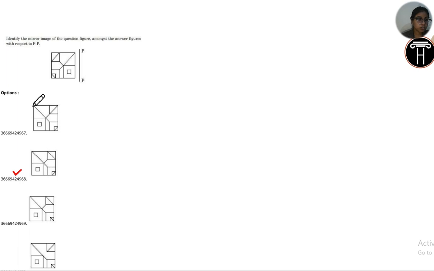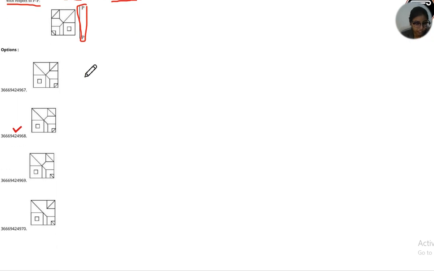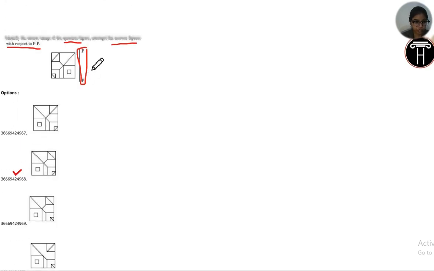So this is your next question, in which you have to identify the mirror image of the question figure amongst the 4 answers with respect to PP. First of all, please read the question very carefully, whether they are asking about the mirror image or water image. If the axis is given to you, like the axis given to you is PP, so it's good. Now look at this axis very carefully. Now start eliminating the options.